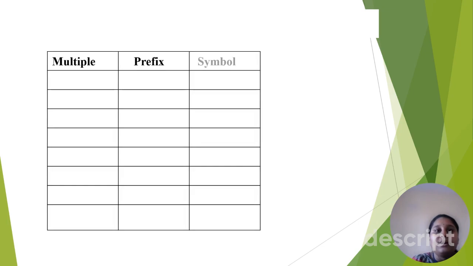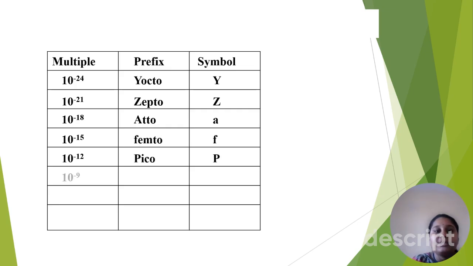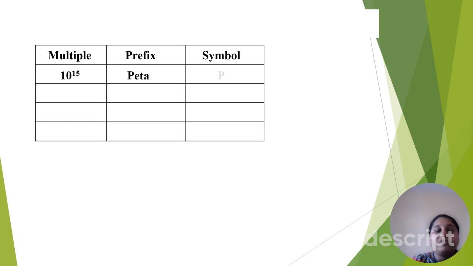So the next one is 10 power minus 24. It is in minus. So yocto, y. 10 power minus 21, it is zepto, z. 10 power minus 18, it is atto, a. 10 power minus 15, it is femto, f. 10 power minus 12, it is pico, p. 10 power minus 9, it is nano, n. 10 power minus 6, it is micro, mu. 10 power minus 3, it is milli, m. 10 power 15 it is peta, P, 10 power 18 it is exa, E, 10 power 21 it is zetta, Z, 10 power 24 it is yotta, Y.